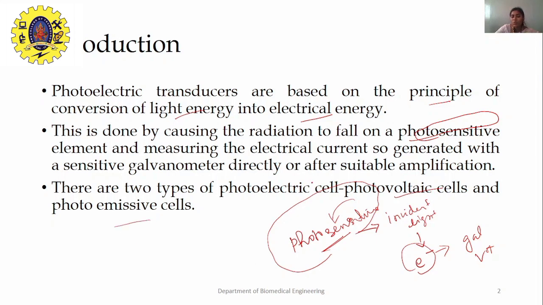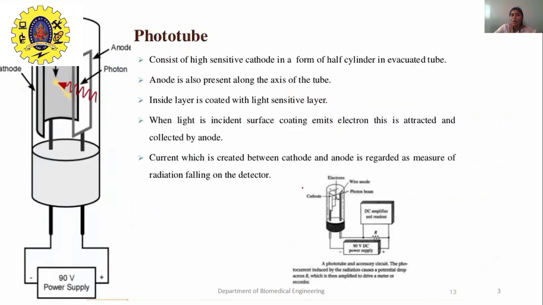These are the things which are there in our syllabus also. First we will see the photoemissive type. This photoemissive type is again classified into two types: one is the phototube transducer, and the other is the PMT, that is the photomultiplier tube. These are the two things which come under the category of photoemissive type of photoelectric transducer. These are in our syllabus also.